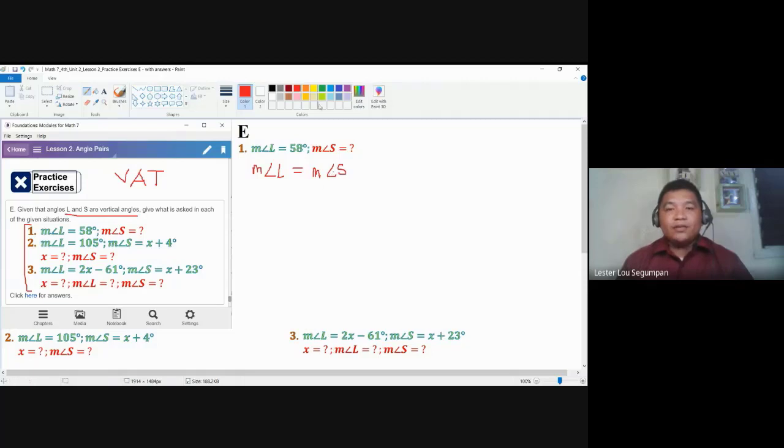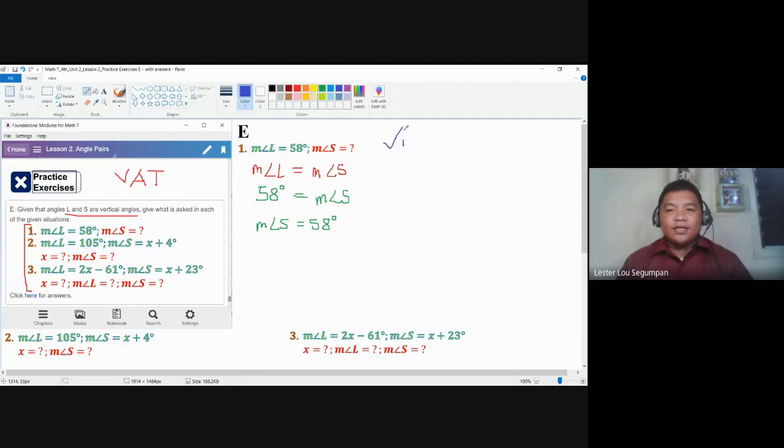So in this case, the measurement of angle L is equal to the measurement of angle S. And we simply need to substitute the value. The measurement of angle L is 58 degrees. This would be the value of the measurement of angle S. And by the symmetric property, we can simply interchange both sides without altering the signs nor the values. The measurement of angle S is equal to 58 degrees. How do we check?